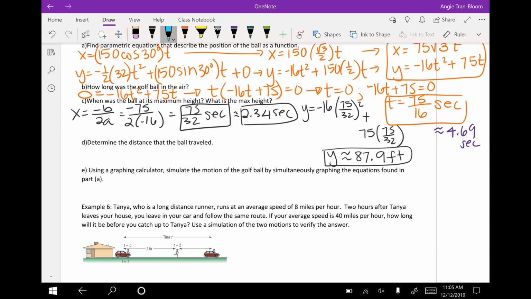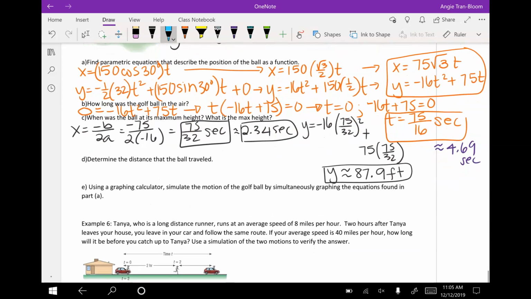Okay, so let me write the x equation down. The x equation was x equals 75 root 3 t. But it's looking for the distance, which means I'm looking for the x variable. That means I need to know time. Do we know the time? Yes. What was the time? 4.7. Yeah, when it landed on the ground was about 4.69, but don't use that. Use 75 over 16. So x equals 75 root 3 times 75 over 16. Use the exact. Round at the very end. And now you can round, which is something seconds. Give it to me when you're ready. Oh, not seconds, I'm sorry. Feet.